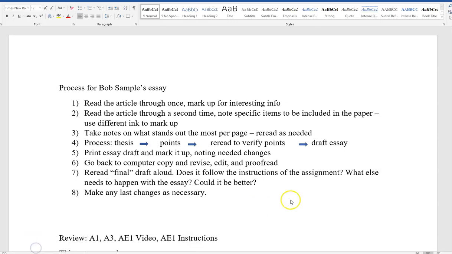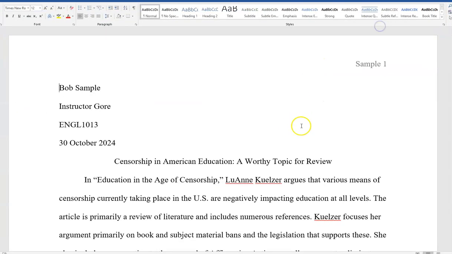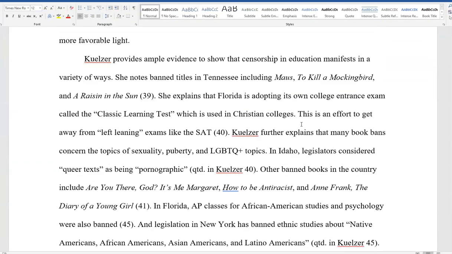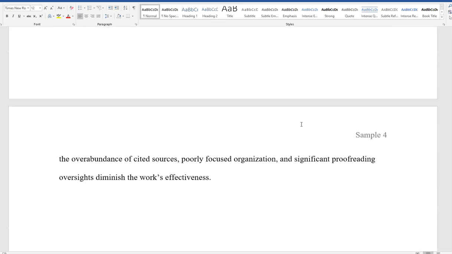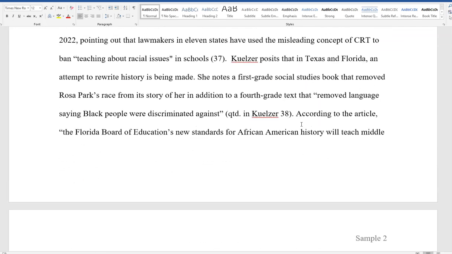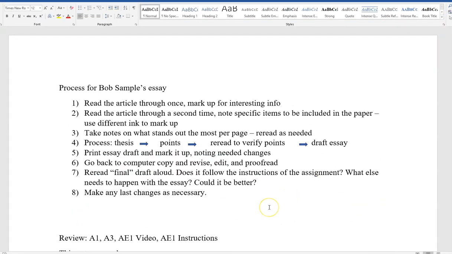Okay, so this is the first draft. I'm not going to spend too much time on it. That was drafted. All right. Don't even have the works cited on it. Imagine that.